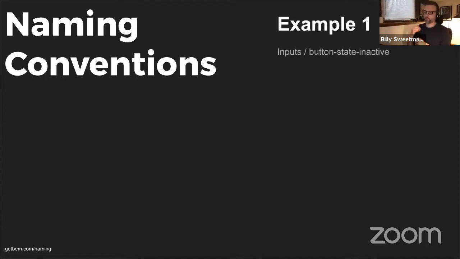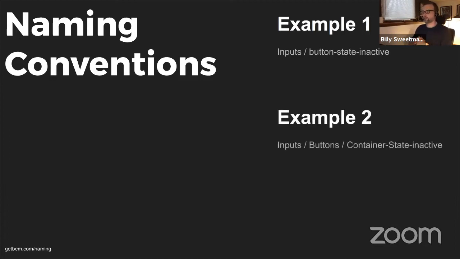So example one, this is a way we've converted BEM to Figma naming, right? So our frame that's holding all of our buttons might be called inputs, and then our buttons might be called button state inactive. So this is a pretty simple naming convention, but is a lot closer to the way you may name something in CSS.